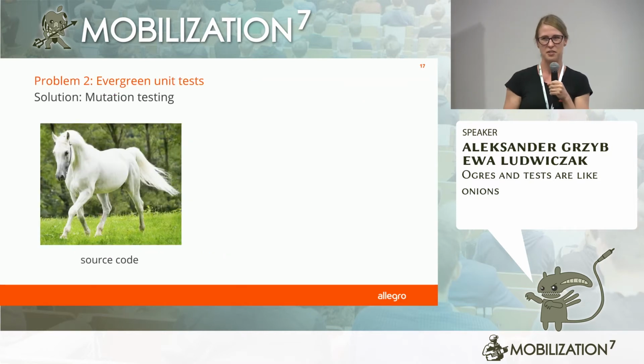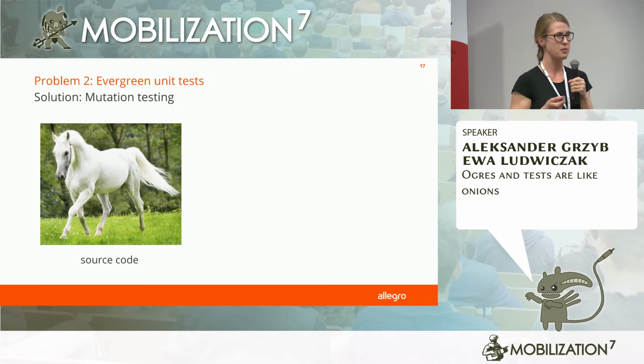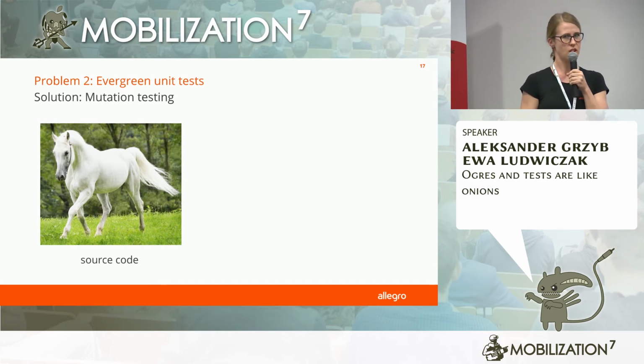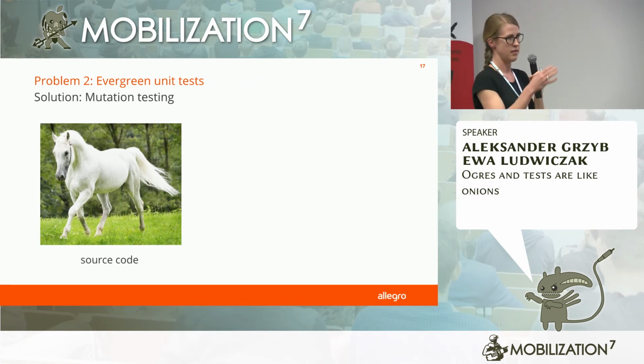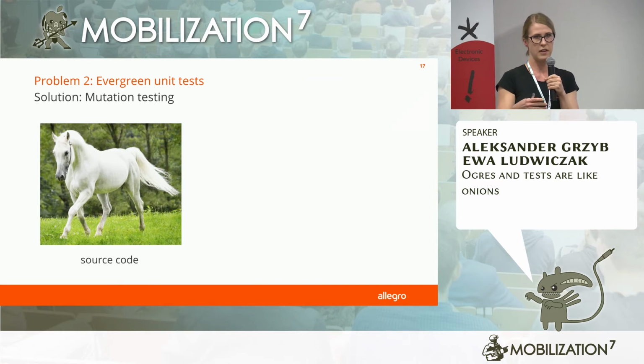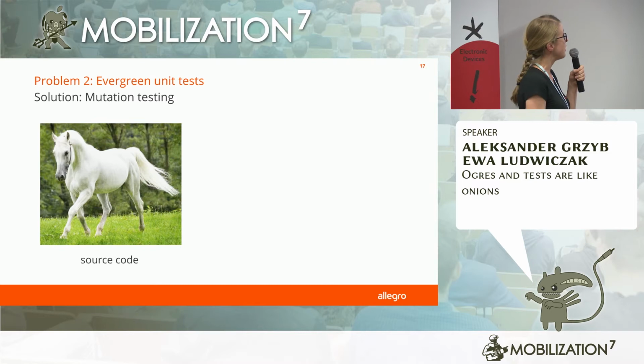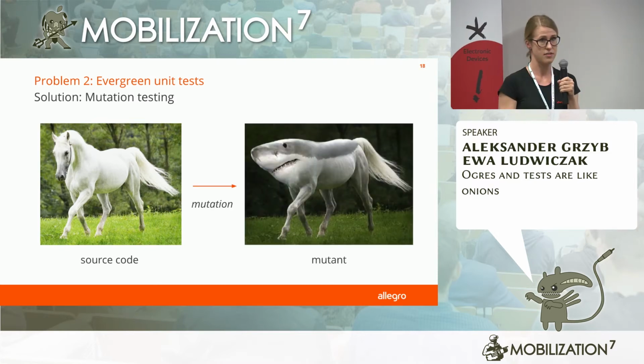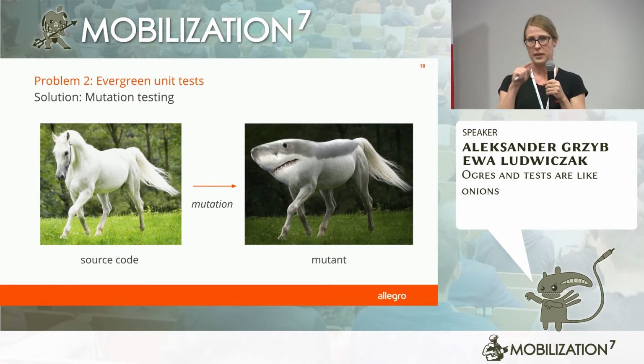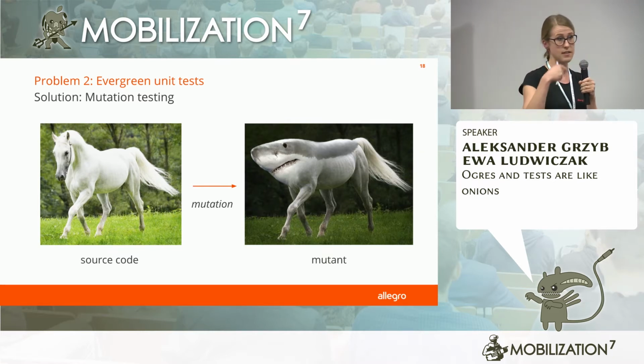I wanted to find a solution for this problem, and the solution was mutation testing. So do you know mutation testing? Do you do it at work? The idea is that you have a set of tests and your code. You want to check if the tests are actually checking something. So you intentionally introduce some mutations. For example, you change some mathematical equations, or you put success instead of failure.